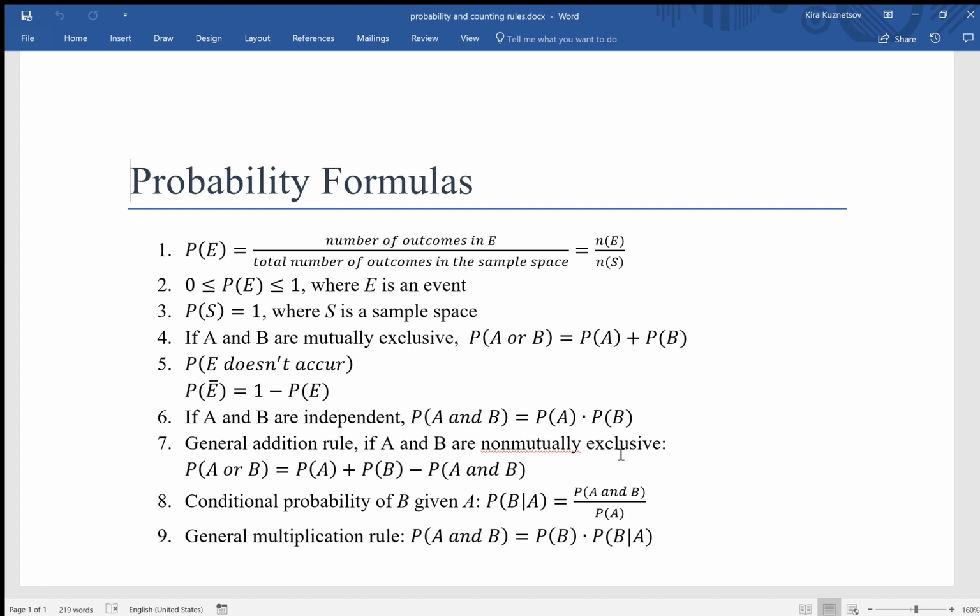Rule number 1 is your basic probability formula: the number of outcomes in event E divided by the total number of the outcomes in the whole sample space.